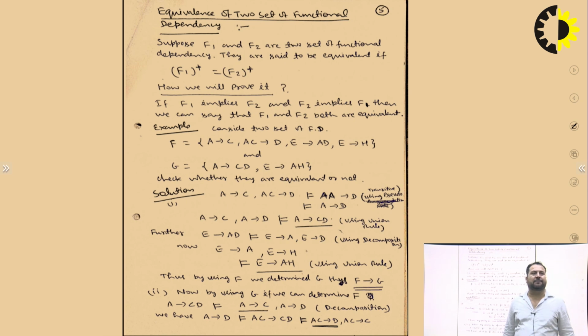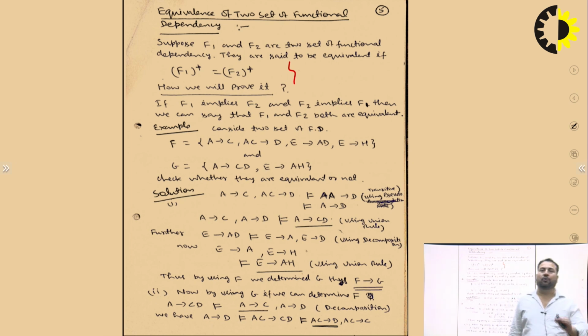Another set of questions comes up: if there is one set of functional dependencies and another set of functional dependencies, how can we say that both sets are equivalent, or when could they be equivalent? The basic rule is that if we determine the closure of both functional dependency sets and they are equal, then we can say that both are equivalent. But this is the heavy approach. Heavy means it is a lengthy process.